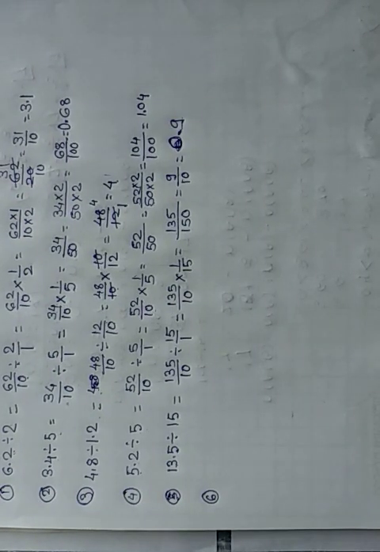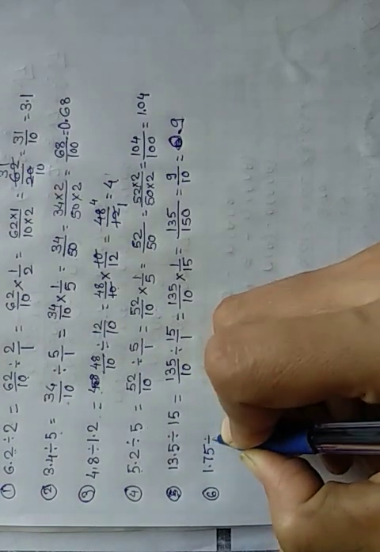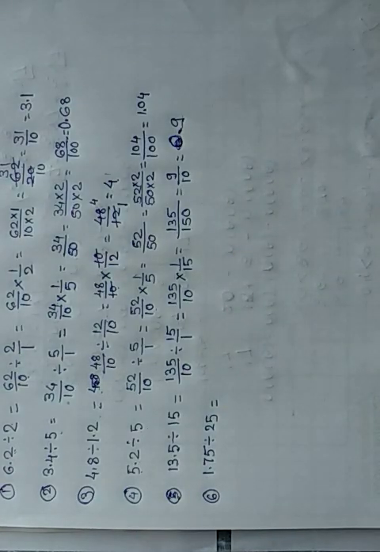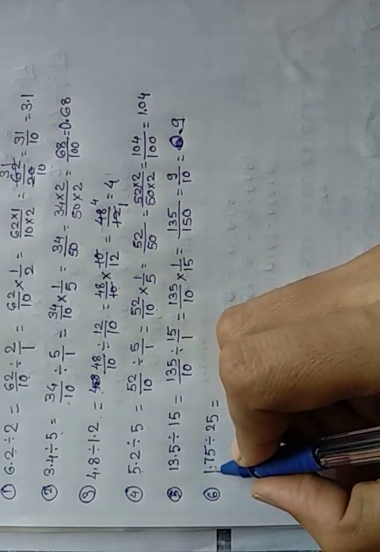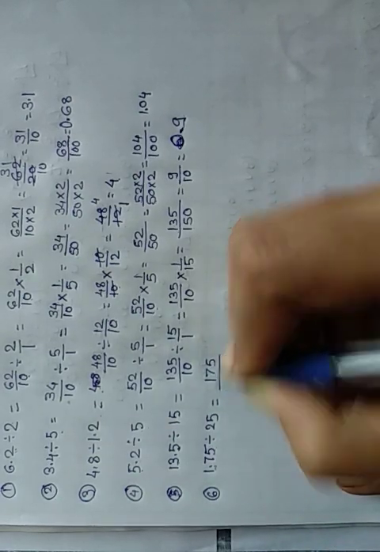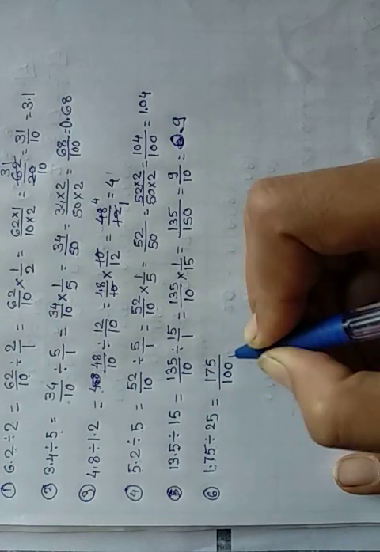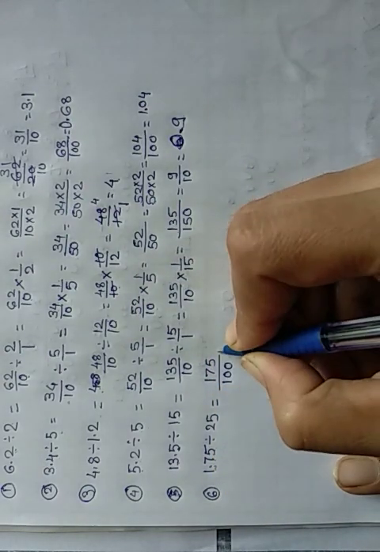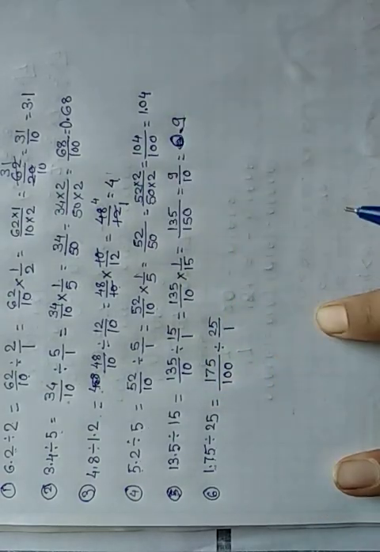Now sixth example, 1.75 divided by 25. First, convert this decimal fraction into a common fraction. 175. Here are 2 places to the right side of the decimal point. So here in the denominator there is 100. 175 divided by 100. Divided by 25 means 25 upon 1.